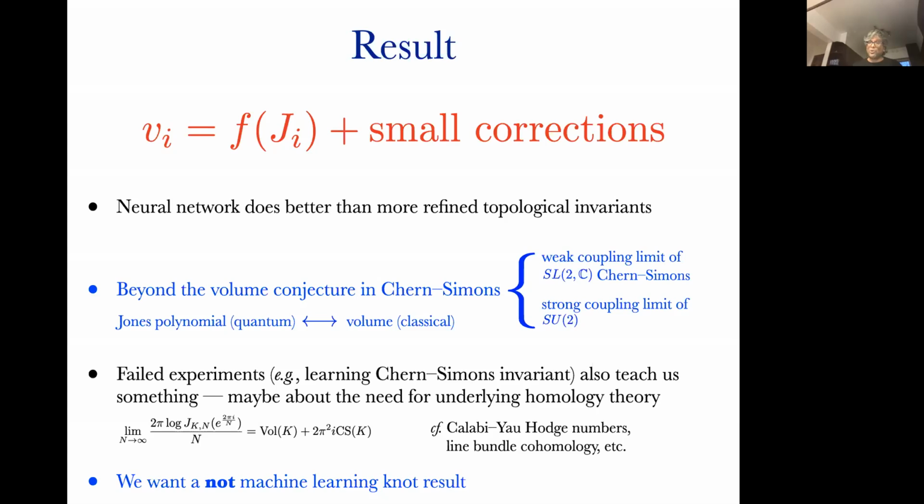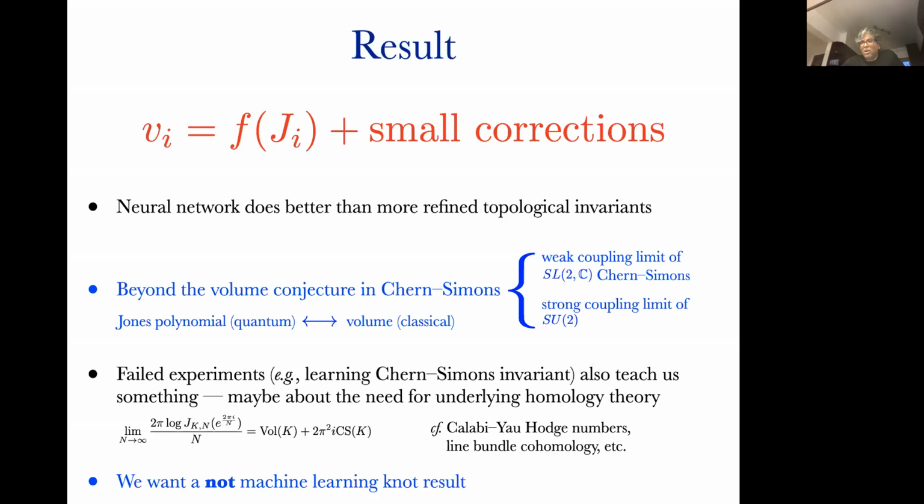Can we try to learn the Chern-Simons invariant in the same way? The answer turns out to be no. If you try the same protocol for training and prediction, you get essentially random garbage when you try to learn the Chern-Simons invariant. This might suggest that there's a need for an underlying homology theory in order to make these sorts of predictions. And we found success in computing homologies in different contexts.